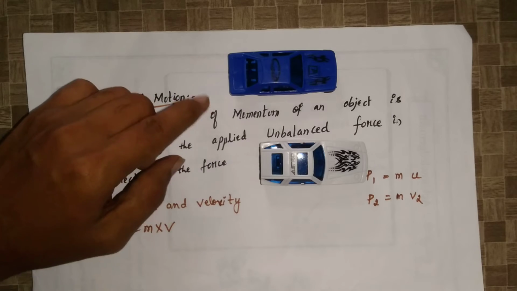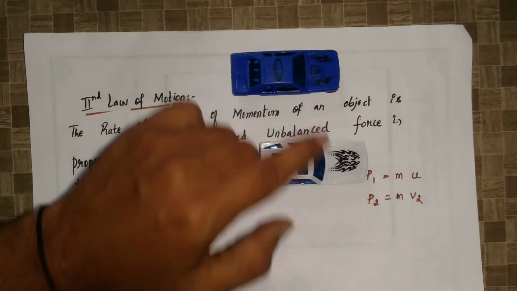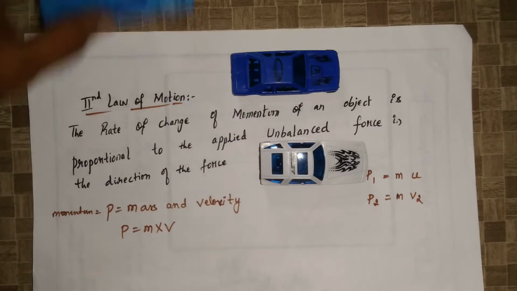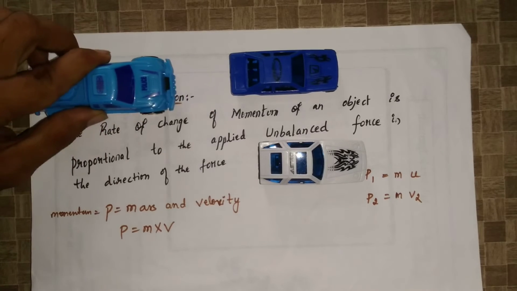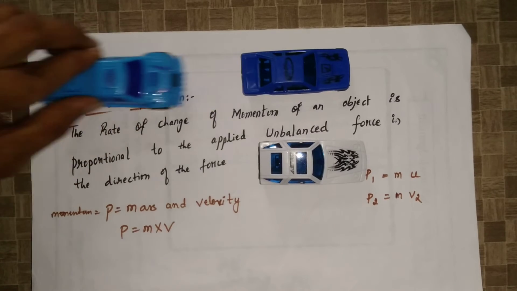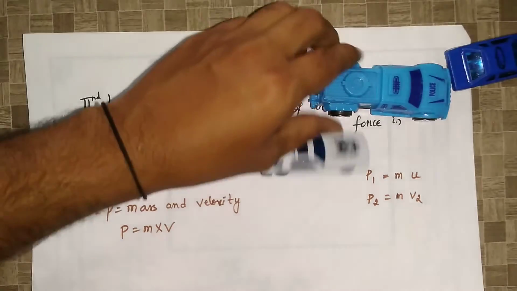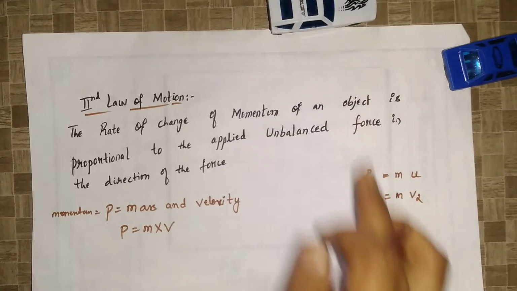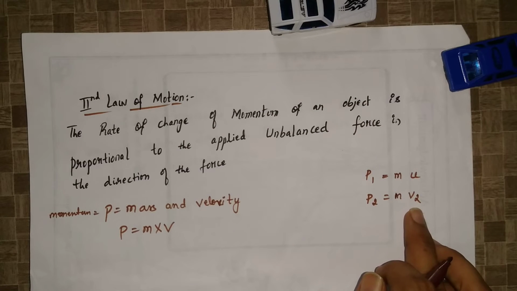Another example: if this is a car with initial velocity u, and I move it with velocity v2, what happens? You just observe. The car will move with the velocity v2. That means the initial momentum is m into u, and the final momentum is m into v2.